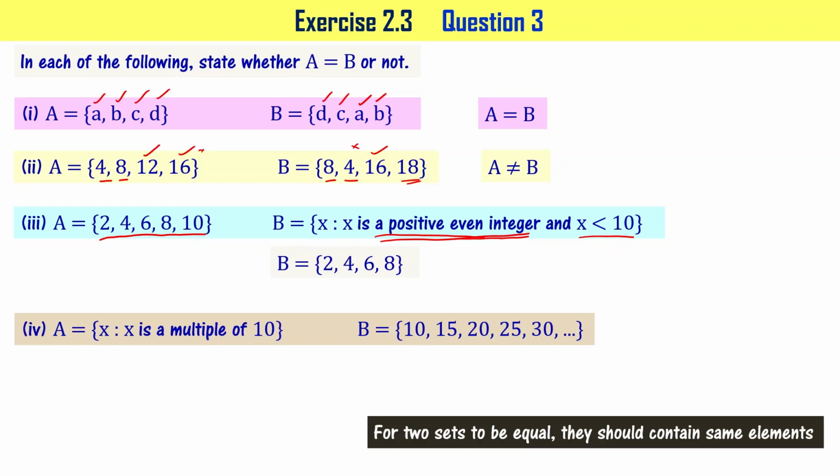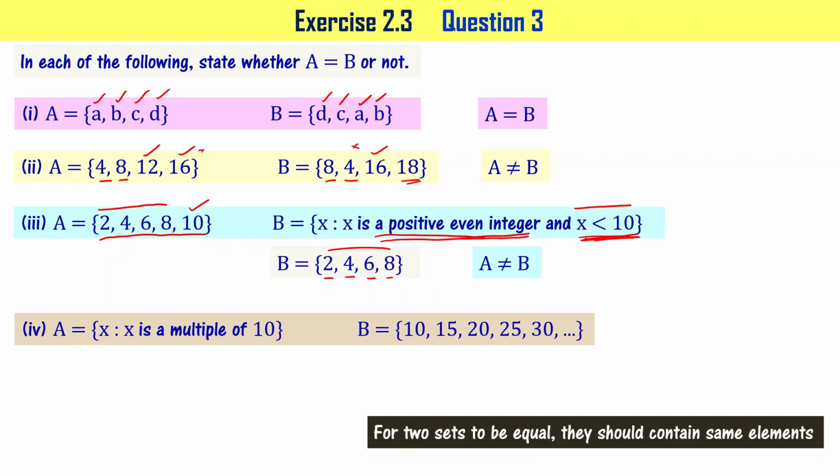But here there is another condition saying that x has to be less than 10. That's why we have written only 2, 4, 6 and 8, right? 10 cannot be included. 10, 12, 14, 16, those numbers cannot be included because x has to be less than 10. So now if you observe, 2, 4, 6, 8 are there in both the sets, but 10 is present only in set A, right? It means set A is not equal to set B.